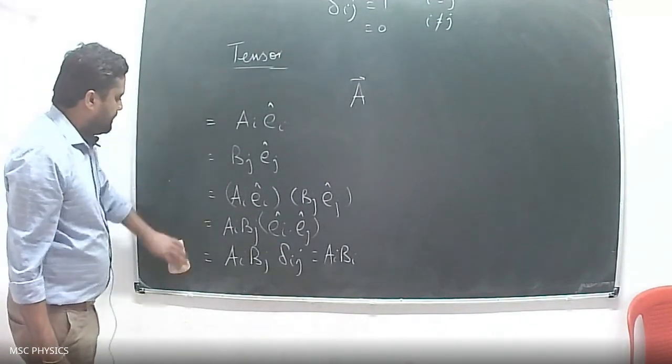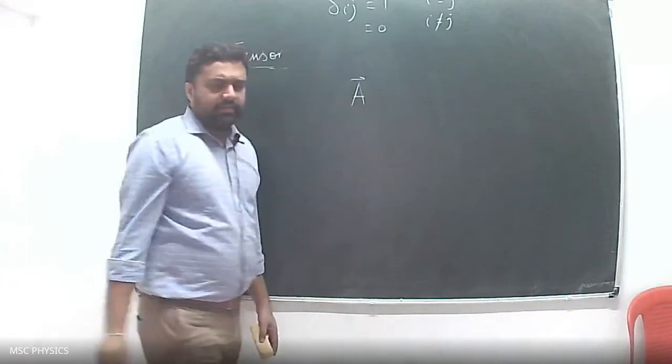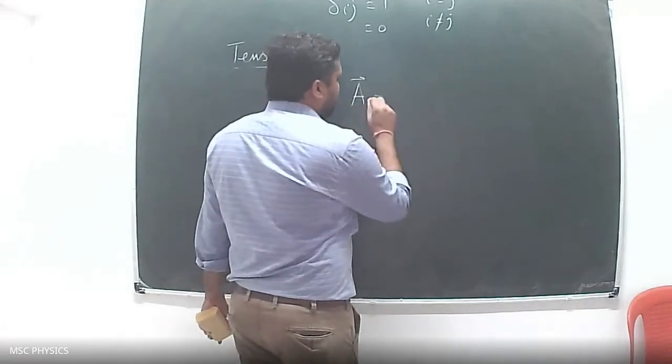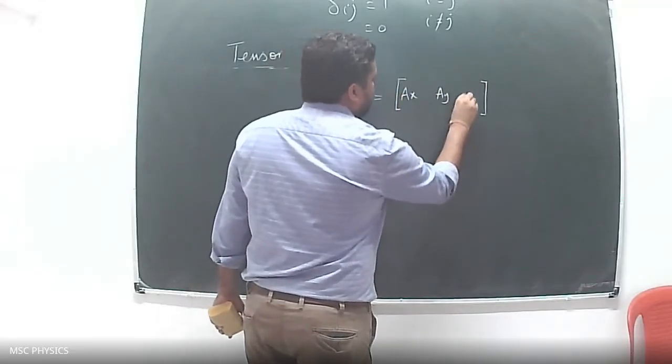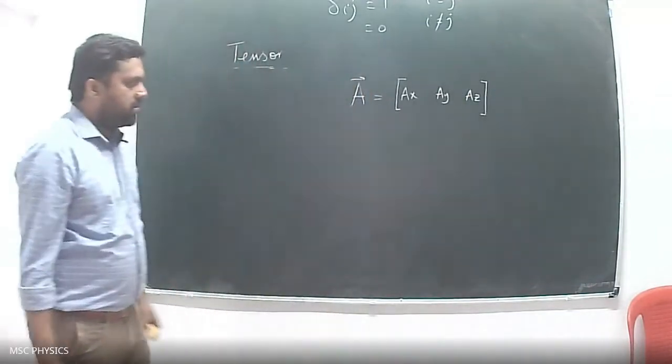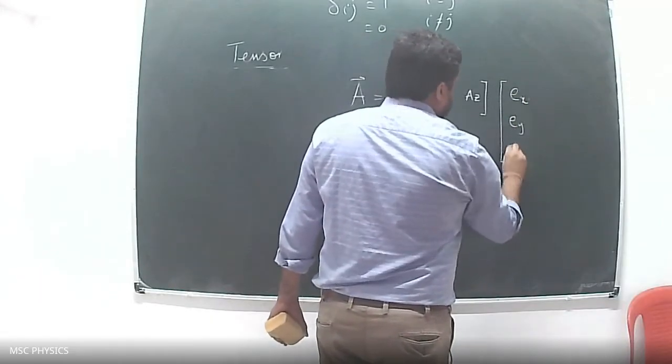Yes, so last thing, last 5 minutes. How can I denote a vector in matrix? Components in row matrix and basis in column matrix. Row matrix means there will be only one row, right? Yes, one row. All right. So Ax, Ay, and Az. And then basis in column matrix: ex, ey, and ez.